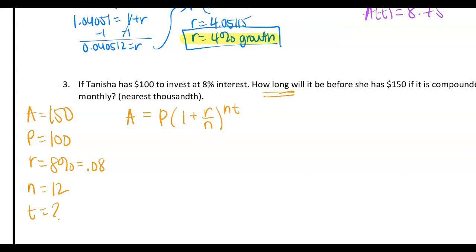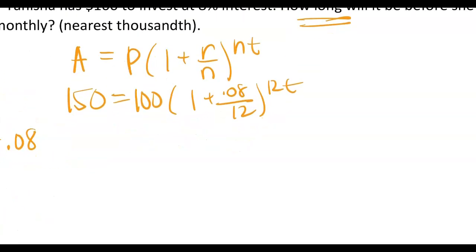Using the information we have, let's go ahead and plug everything in. Let's substitute it. My rate is 0.08 over 12 to the 12 times t power. This is what I need to solve. Okay, so let's think back. How am I going to isolate everything to get t by itself?